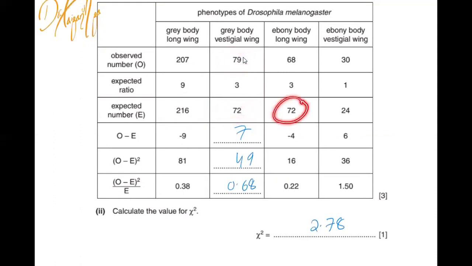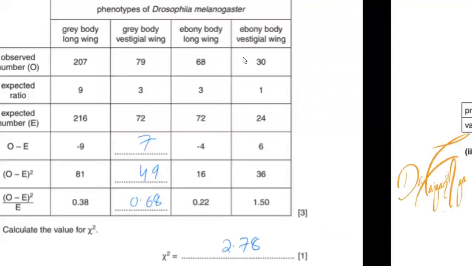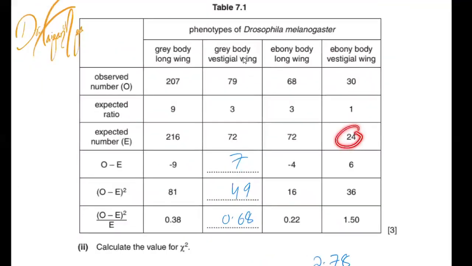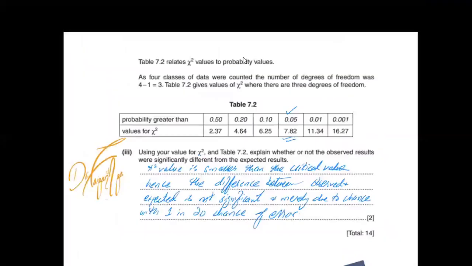Here we expected 72 for ebony body and long wings, but we got 68. Again, there's a difference, but the difference is not significant, it's just by chance. Similarly, I expected ebony and vestigial to be 24 out of these 384 given to me. I expected 24 of these to be ebony vestigial, but I got 30 observed. So yes, again, the difference is there, but the difference is not significant. It's only due to chance.